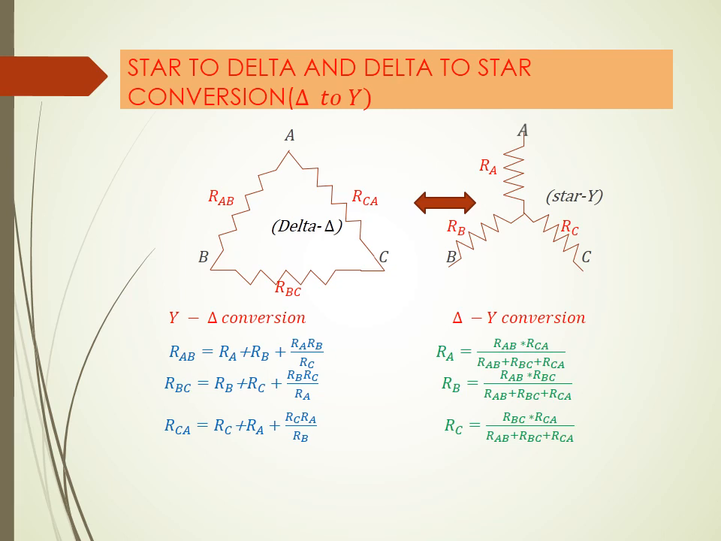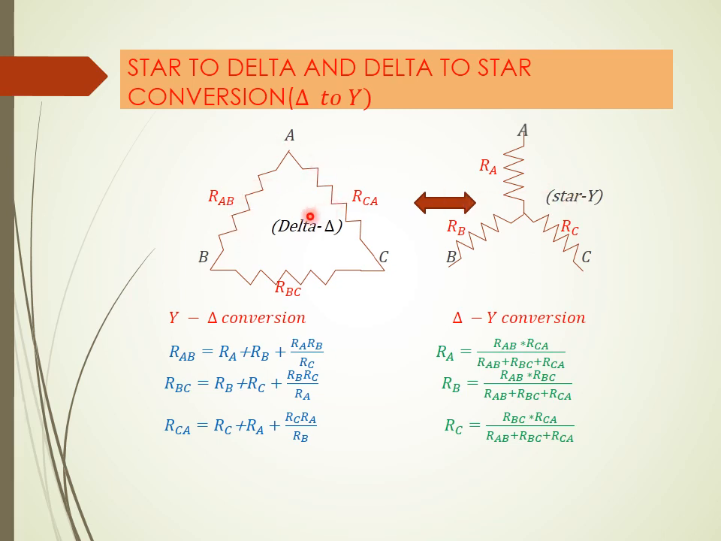So here we are going to see star to delta and delta to star conversion. First of all, we should know why we are going for this conversion. This conversion is useful in solving complex circuits to find the equivalent resistances. So this is our delta connection and this is our star or Y connection.